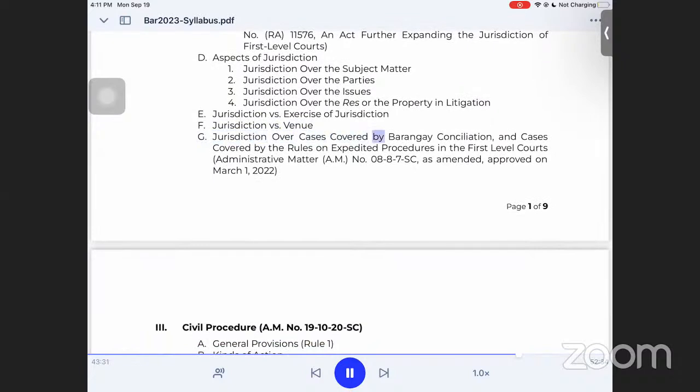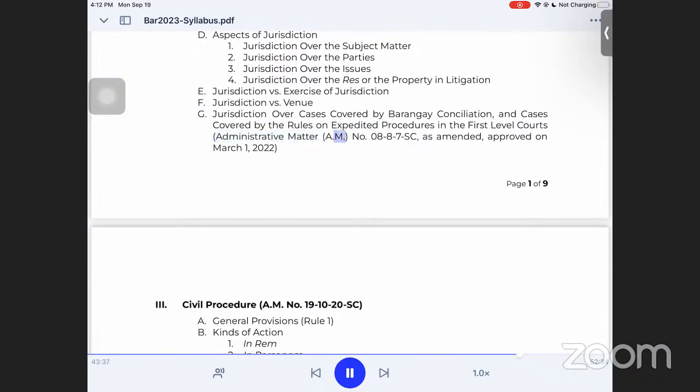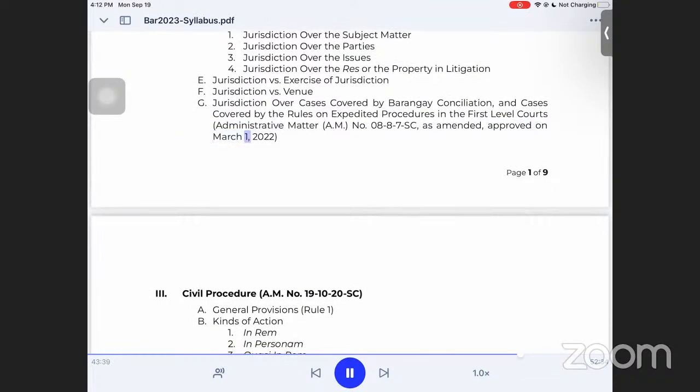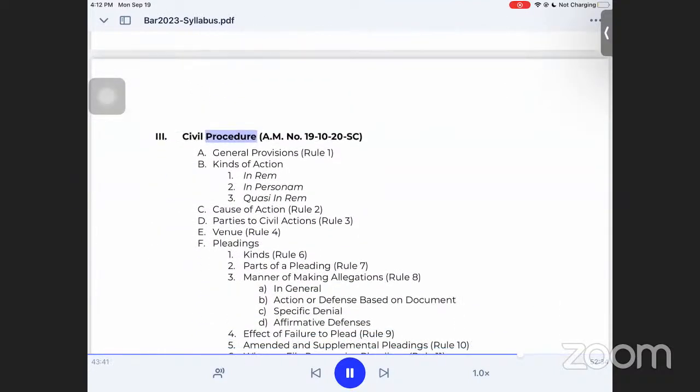Jurisdiction over cases covered by barangay conciliation, and cases covered by the rules on expedited procedures in the first-level courts, Administrative Matter (AM) No. 08-8-7-SC, as amended, approved on March 1, 2022. Page 1 of 9. 3. Civil Procedure, AM No. 19-10-20-SC.